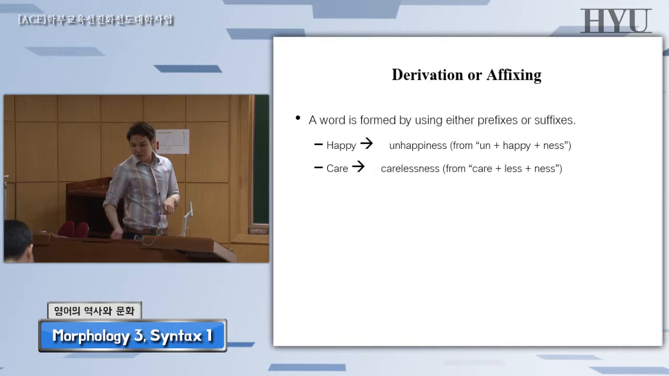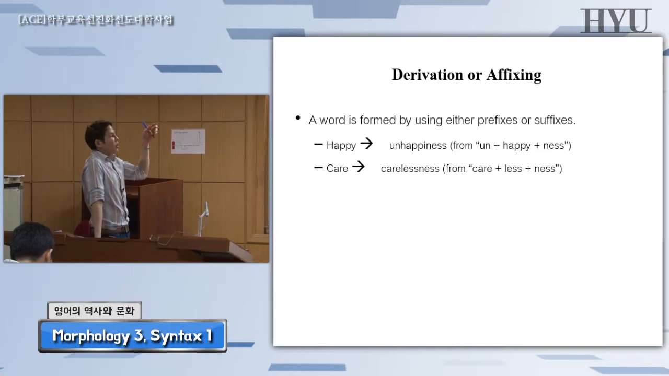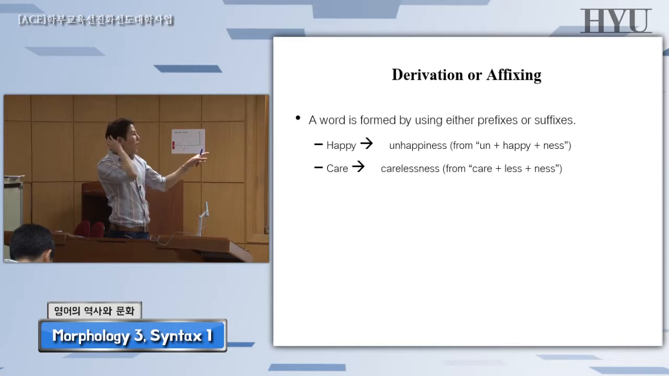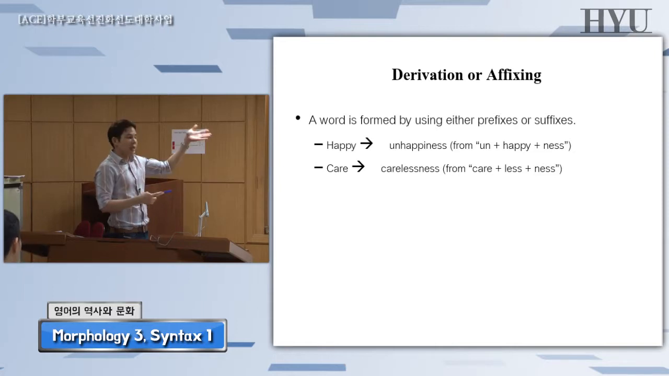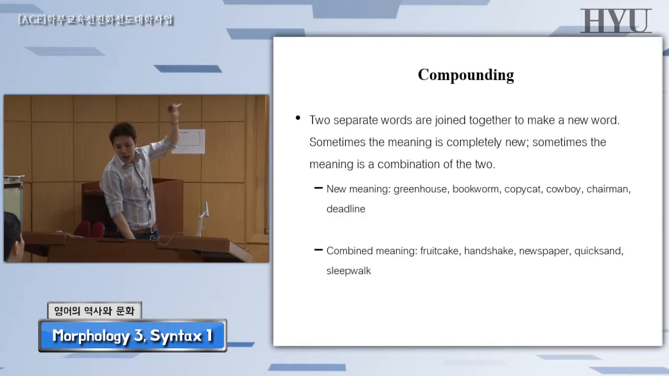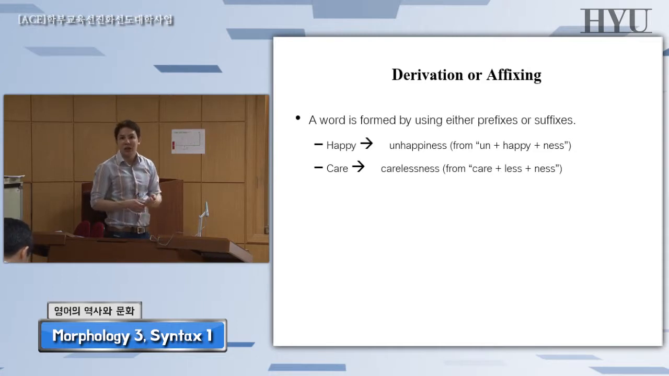And finally, we have derivation or affixing. It's a productive way to get a new word, right? We get a new word by affixing, either giving it a prefix or giving it a suffix, okay? Happy, we get unhappiness by adding ness and un, like that. We get a new word. Or care, we get carelessness from care plus less plus ness, for example. So this is another productive method. The most productive methods are, I think, compounding and also derivation or affixing in modern English. Okay?